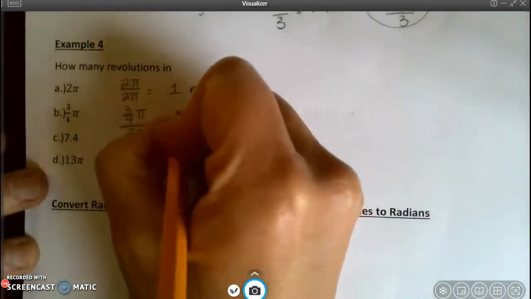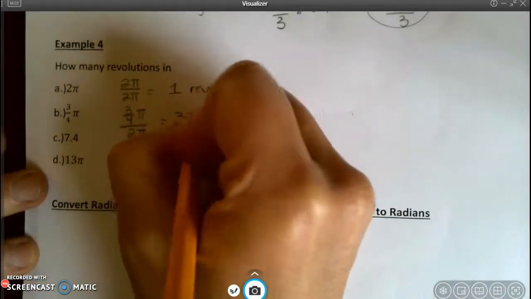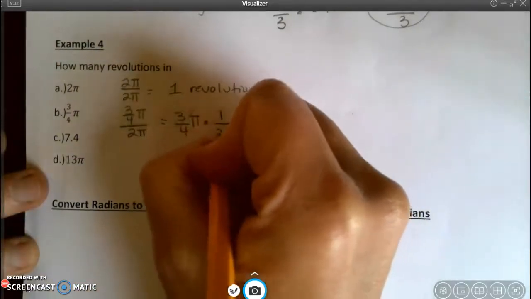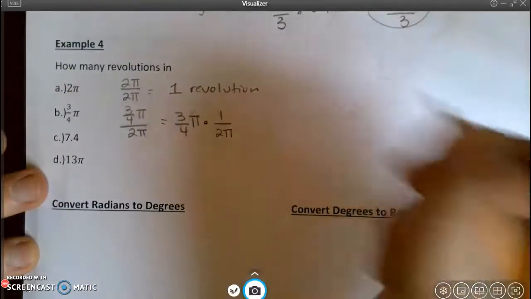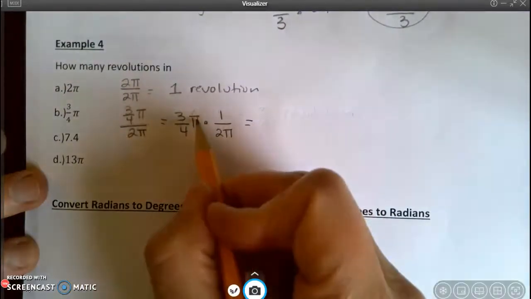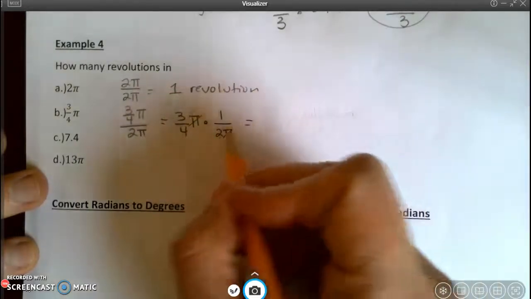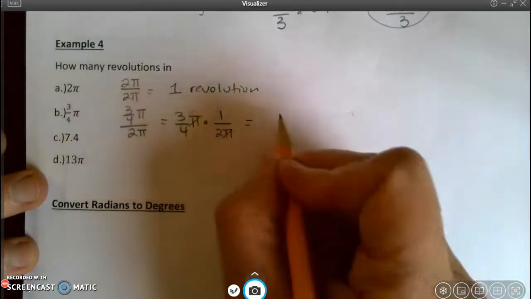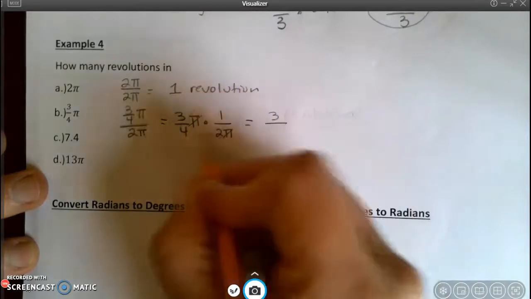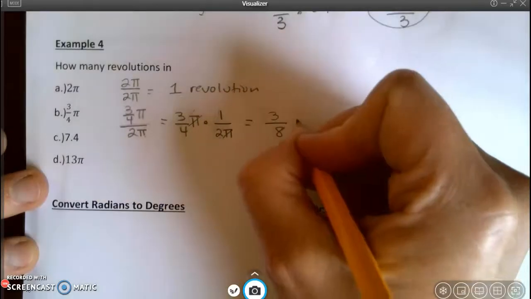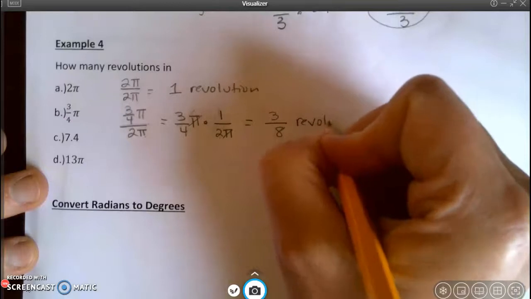And when you're dividing, we get 3/4 pi times, when you divide by a number, you multiply by its reciprocal. Well, we have a pi in the numerator and a pi in the denominator, so the pi's cancel. And with fractions, you multiply across the top. And we get 3. On the bottom, we get 8. So we get 3/8 of a revolution.